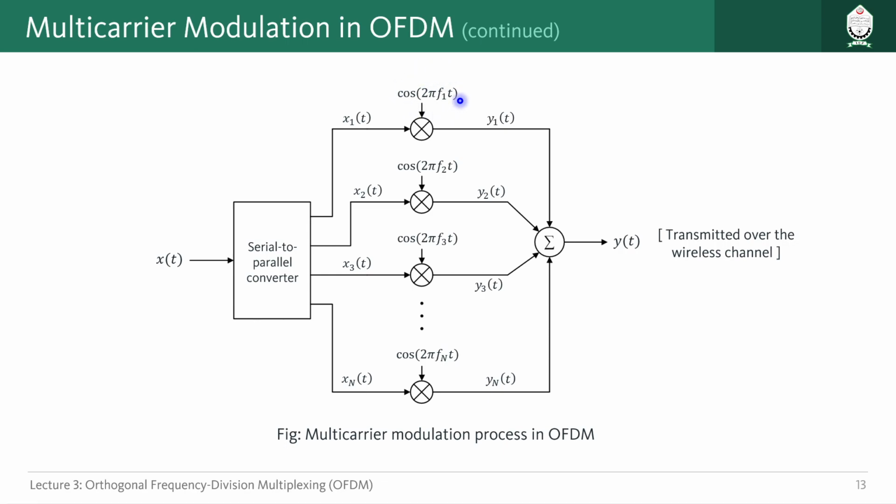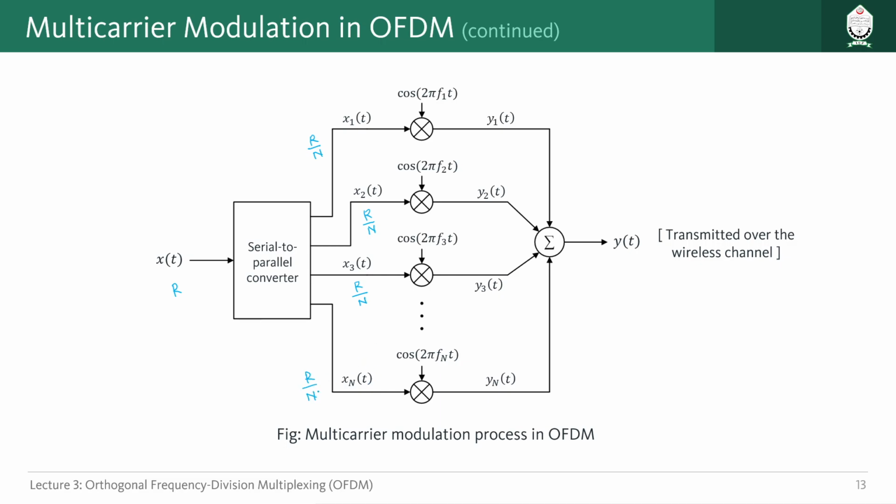But one thing to note here, each of these substreams will have a much lower data rate, which is r divided by n. So previously for x of t we had a data rate of r, right? But for x1 we will have a data rate of r by n, x2 we will have a data rate of r by n, x3 we will have the same. So like this, right? Here also.